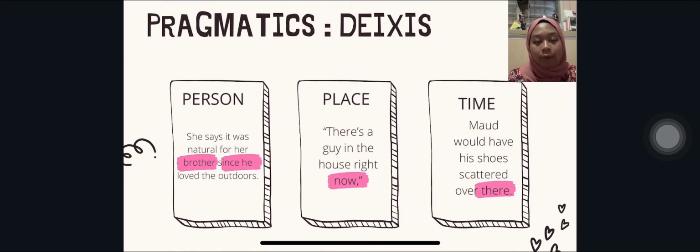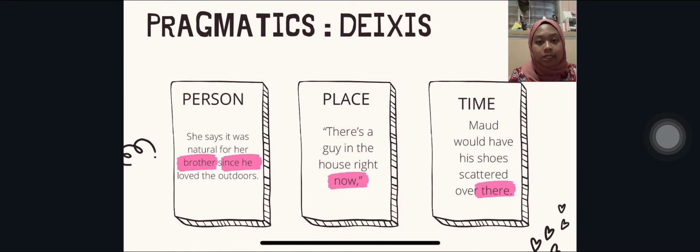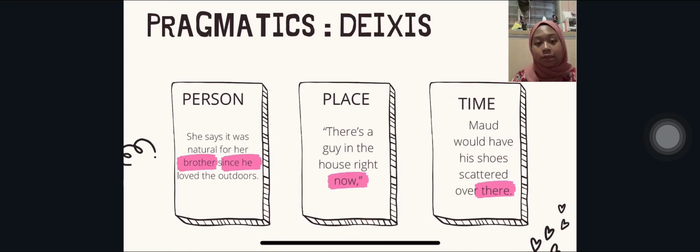So the next topic we have is pragmatics. Pragmatics is basically a study to analyze what a speaker is trying to speak about. The first subtopic under pragmatics is deixis. Deixis is basically pointing to something by using language. So there are 3 types of deixis: place, time, and person.